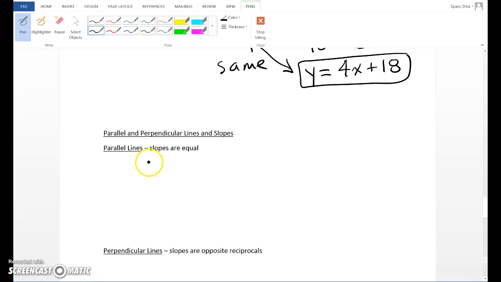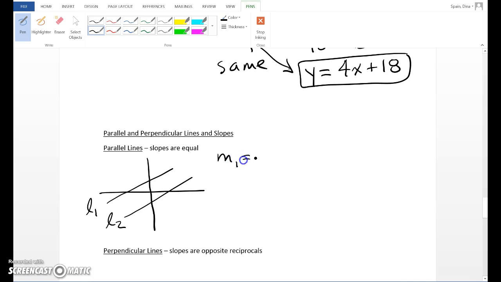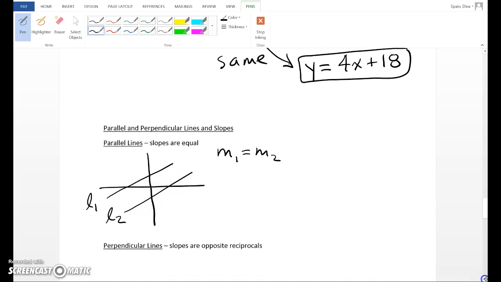With the parallel lines, let me draw a little picture. Alright, I'm claiming L1 and L2 are parallel lines. So, since the slope is a number which represents how slanted a line is, the rate of change of a line, if they're slanted in the same direction, that means their slopes are equal. That means M1 equals M2. The slope of line 1 is the exact same number as the slope of line 2. Those are for parallel lines.